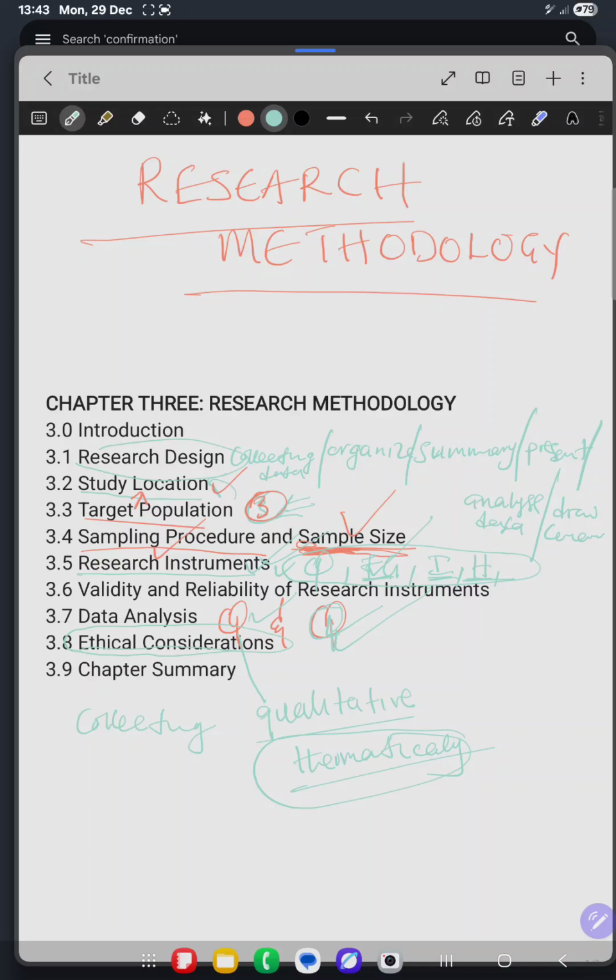Once you do that, you'll be considered a bad researcher, meaning that you are not following these things that we are calling what? The ethical considerations.